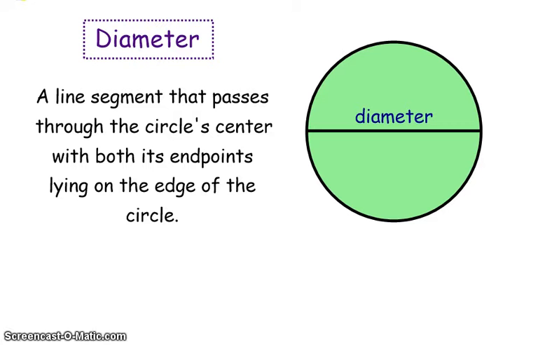Diameter. Diameter is a line segment that passes through the circle's center with both its endpoints lying on the edge of the circle. So here's one endpoint and it passes straight through the center of the circle, and its other endpoint is also on the edge of the circle.